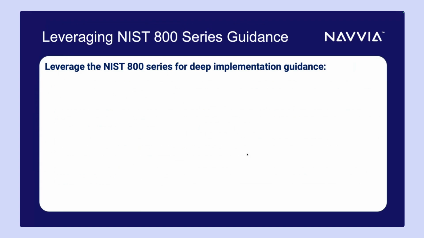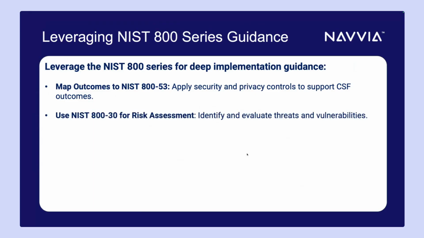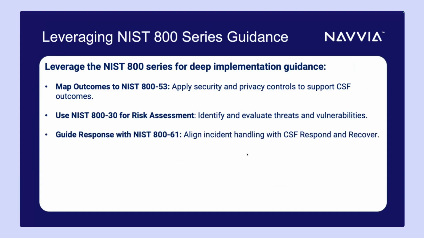You can leverage something called the NIST 800 series. So the NIST Cybersecurity Framework looks at outcomes. But if you really want some implementation guidance, you want to get into the 800 series. If you want to apply security and privacy controls to support NIST CSF, you want to look at NIST 800-53. If you want to do a better job of risk assessment, like specifically what are the implementation steps, look at NIST 800-30. For incident response, NIST 800-61 gives a lot of great guidance for incident handling.